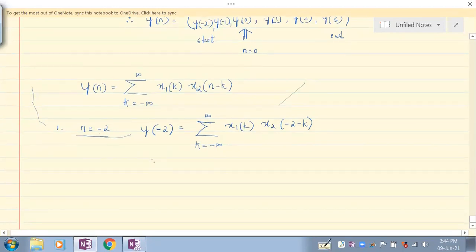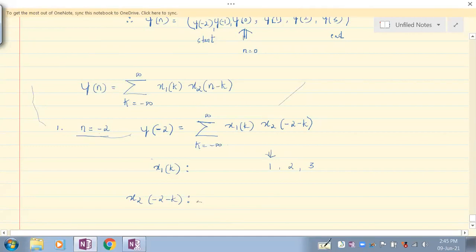What is x1 of k looking like? We have to consider two sequences. x1 of k is, you leave some space here and come here and say it's 1, 2, 3, this being the 0th sample. This is x1 of k. Okay. What is x2 of minus 2 minus k? This needs to be understood.